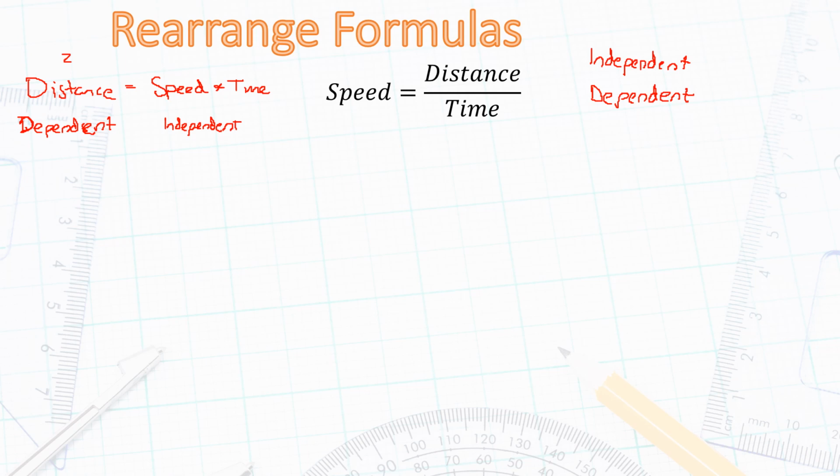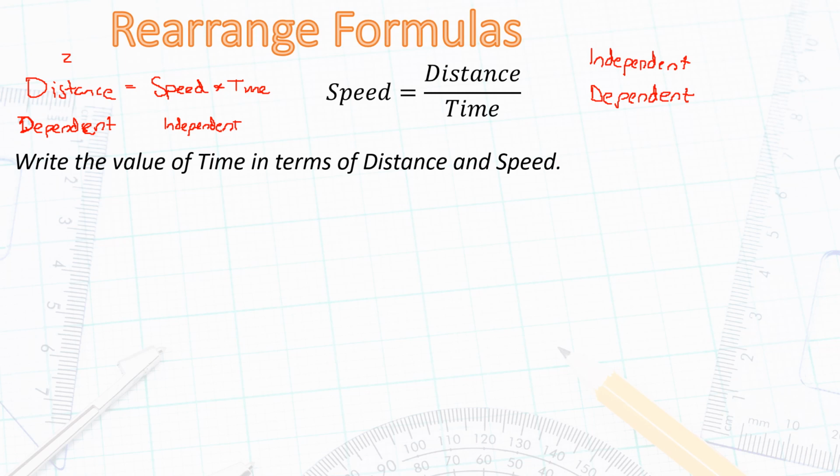So what you might be asked to do is say, okay, rewrite this formula, write the value of time in terms of distance and speed. So we want to get what time is equal to from this formula. Usually if I have words like this, I like to abbreviate it. So I would say S is equal to D over T. And I want to get time on its own.